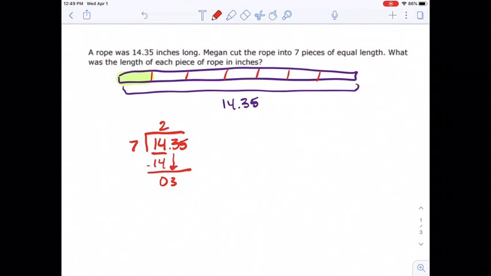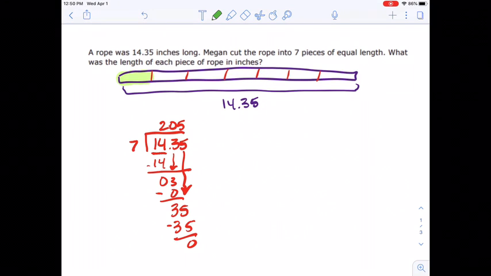Now, here's where a lot of us make mistakes. A lot of us like to say, oh, well, 7 won't go into 3, so I just bring down the 5. We have to say how many times 7 goes into 3. 7 goes into 3 0 times. 7 times 0 is 0. We subtract, and then we can bring down our 5. We can't bring down 2 digits at once without putting something in our quotient. So now we can say 7 goes into 35 5 times, and we have a remainder of 0.